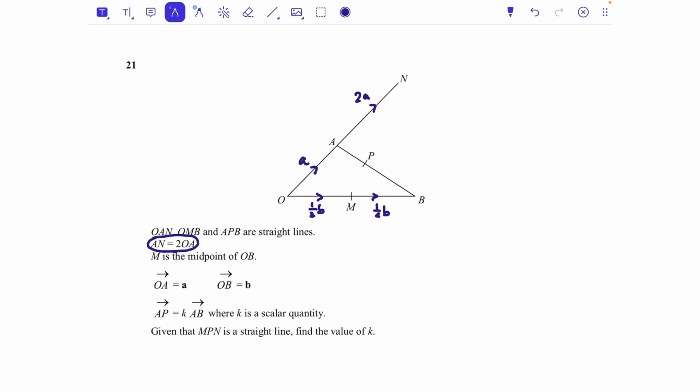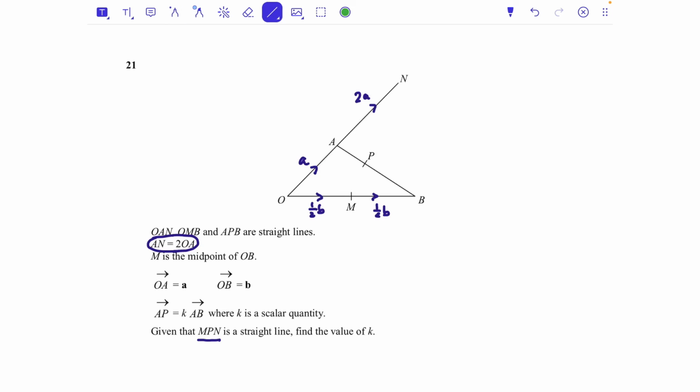It then says A to P is K lots of A to B, where K is a scalar quantity. So it's saying this bit is a fraction of this whole line, but it's K, we don't know what fraction it is. Okay, so that's what we need to work out. It says that MPN is a straight line, find the value of K.